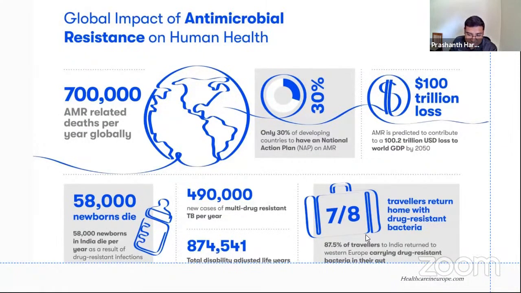And you can see this: 7 out of 8 travelers to India, 87.5%, returned to Western Europe carrying a drug-resistant bacteria in their gut. Which is alarming, and it is going to continue.